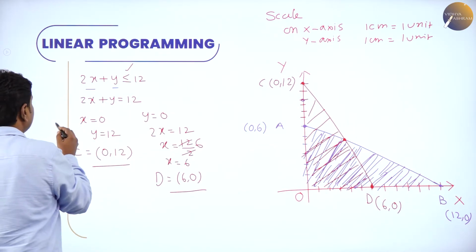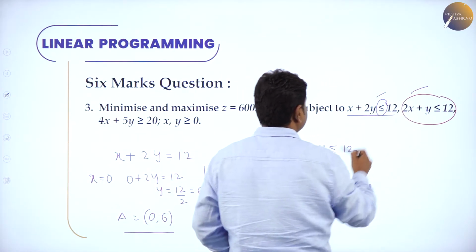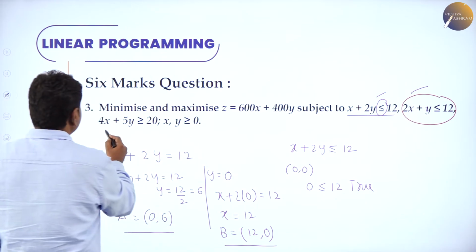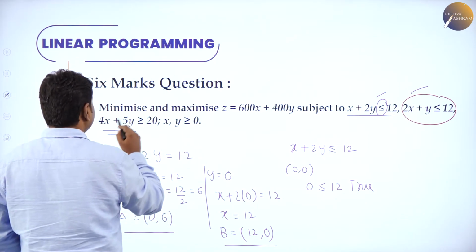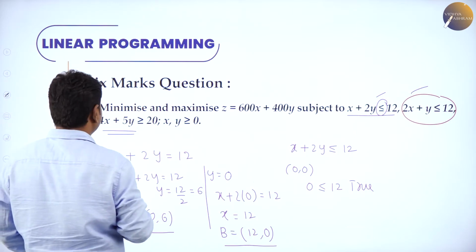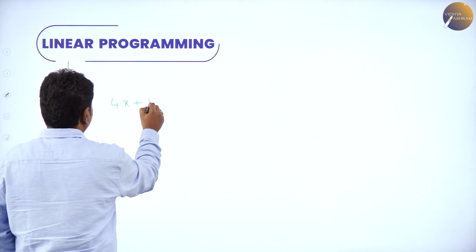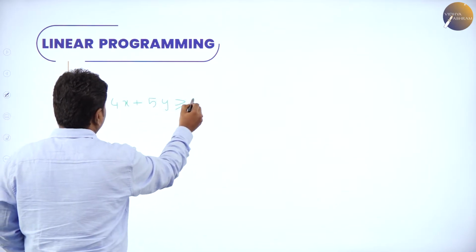So two lines, two constraints. Now I have covered the second constraint also. First one is done, second one is done. Now third one, 4x plus 5y greater than or equal to 20. I'll use another color. 4x plus 5y greater than or equal to 20.